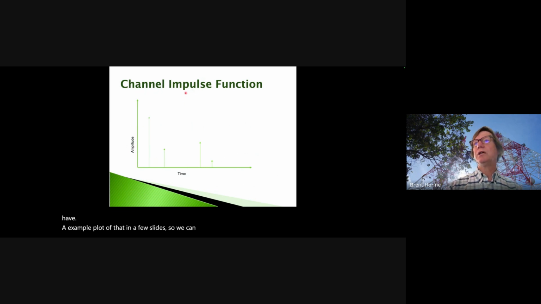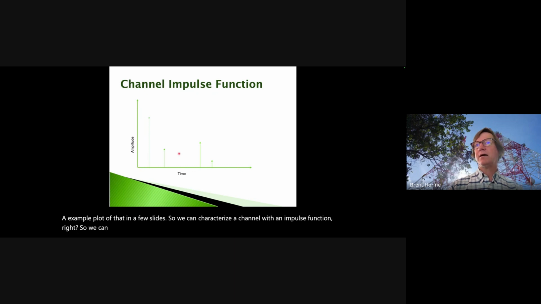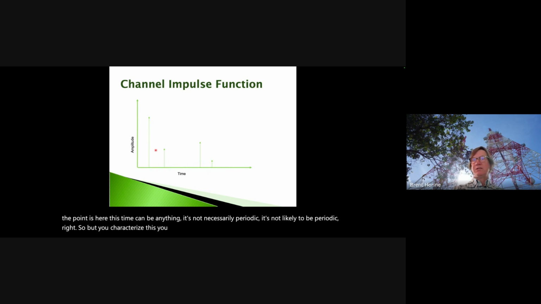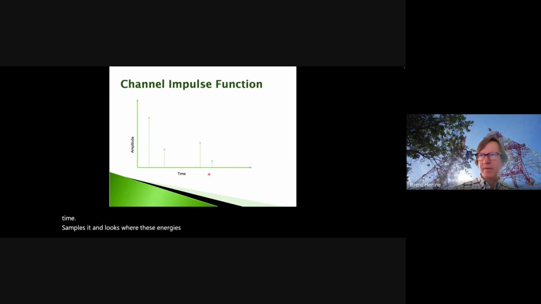So we can characterize our channel with an impulse function. We can look at time, and this might be a direct path, and we get a nice strong signal at this delay here. But then we might get a weaker signal here, and a little while later, maybe a little bit stronger than that, but weaker than that one. The point is this time can be anything. It's not necessarily periodic, it's not likely to be periodic. But you go out and measure it. You might have a transmitter that's putting out pulses, and then a receiver that captures the signal in time, samples it, and looks where these energies show up in time. And that's going to characterize the impulse response of your channel.